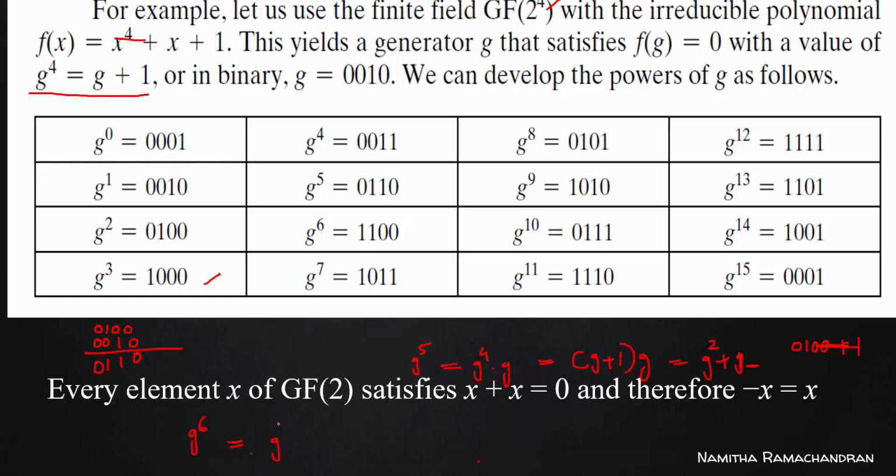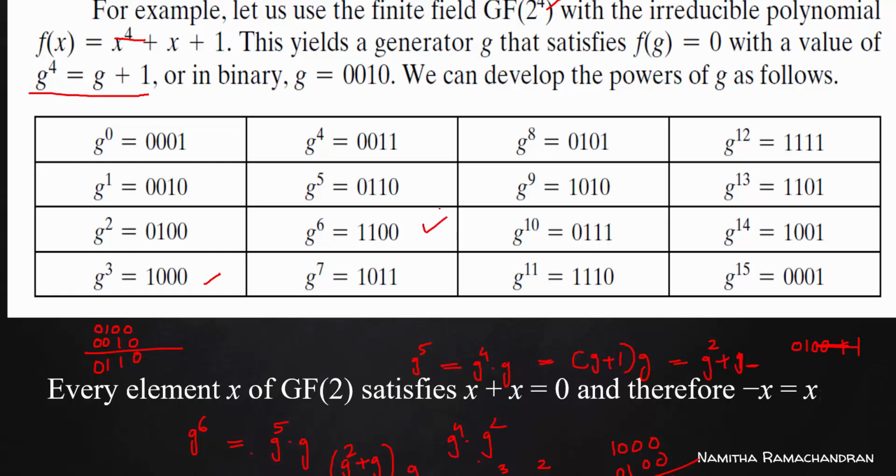We can either go for g to the power 5 into g or g to the power 4 into g square. Okay, g to the power 5 into g, we have already defined this g to the power 5. What is this g to the power 5? g to the power 5 is actually g square plus g. So this is into g. We can write it as g cube plus g square. Okay, what is g cube? g cube is 1 0 0 0 and g square is 0 1 0 0. So perform this XOR operation, then we get 1 1 0 0.